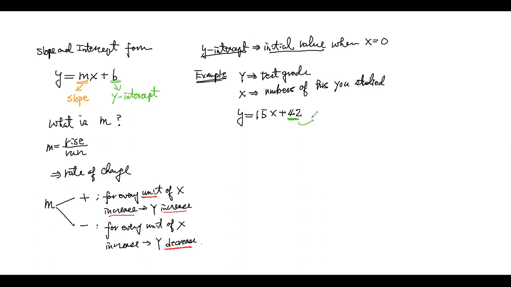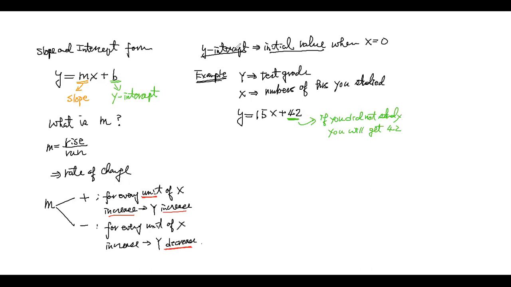That means if you don't study, you will get 42. Just like from your knowledge and previous experience, you're just guessing. So if you don't study at all, you will get a 42.